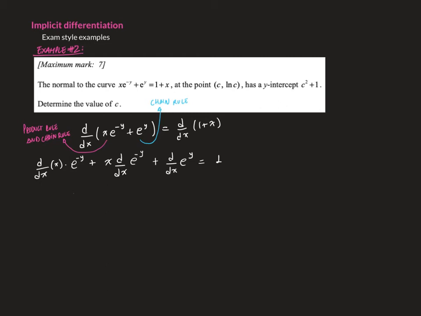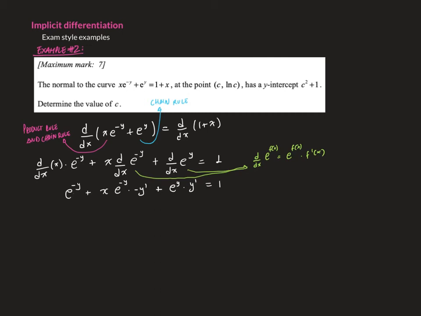The derivative of x is 1, so the first term is e^(-y), plus the second term, which is x times the derivative of e^(-y). That is going to be e^(-y) times the derivative of -y, which is -y', and then plus the derivative of e^y, which is e^y times the derivative of y, and that should be equal to 1.